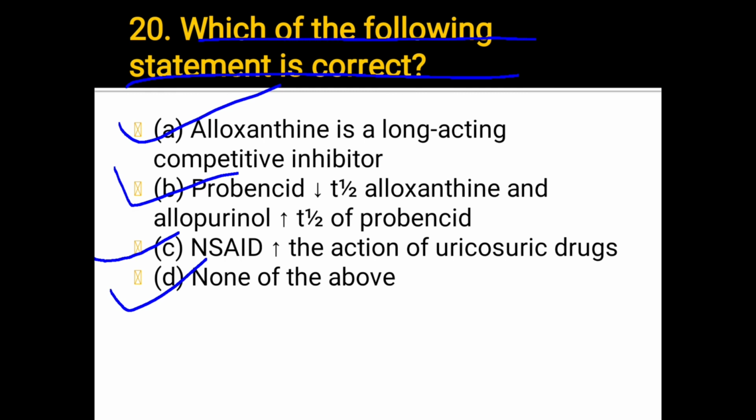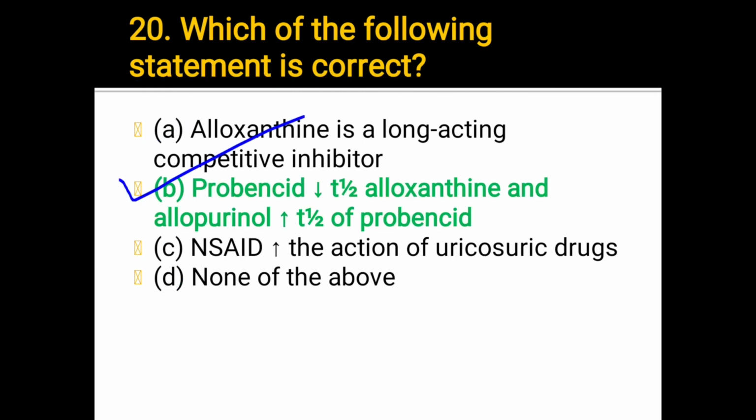Which one answer? The answer is B, probenecid decreases the half-life of aloxacin, and allopurinol increases the half-life of probenecid. Okay, this is the last.